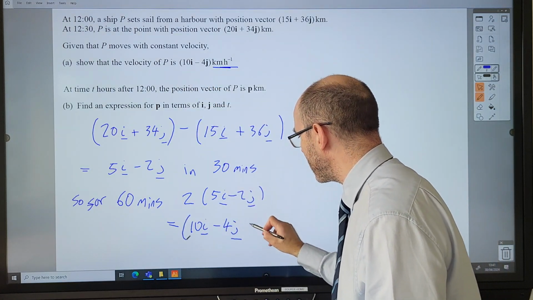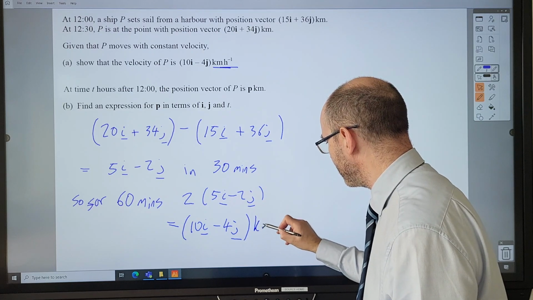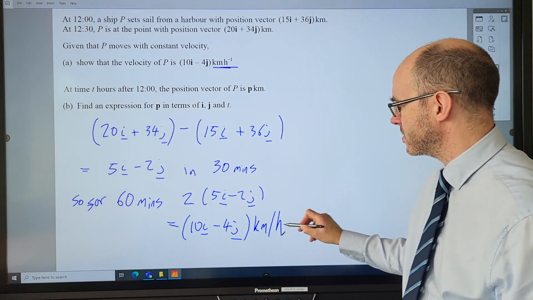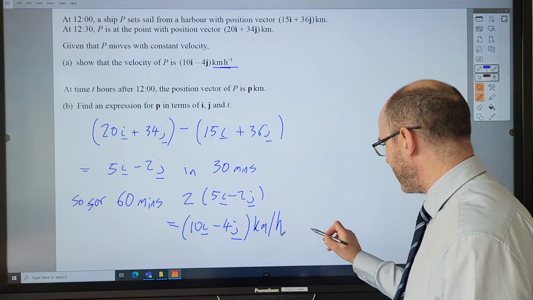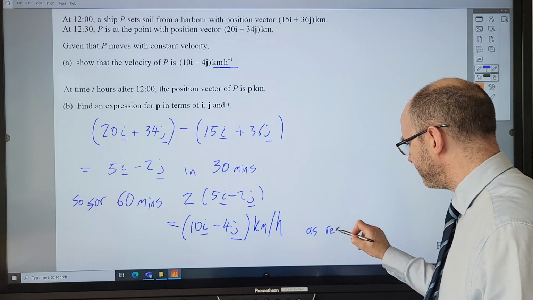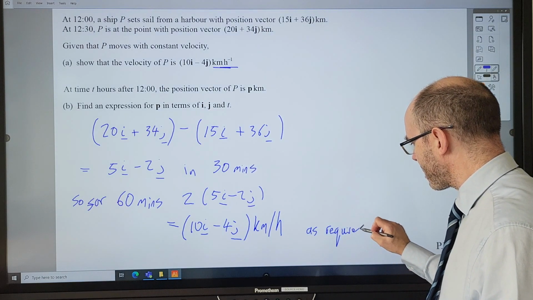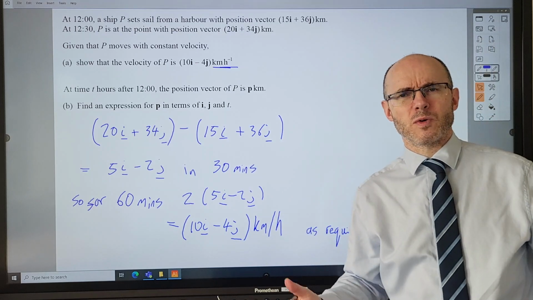But because it's a show that, I'm going to write down exactly what they put, and then it's obviously kilometres per hour. Okay, and I'm just going to put in there as required, and that's that part of the question done.